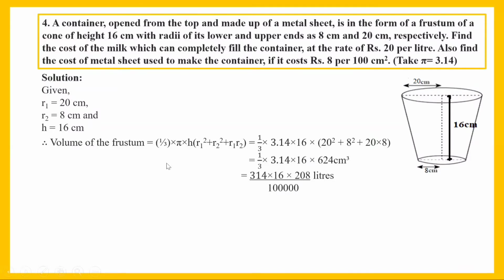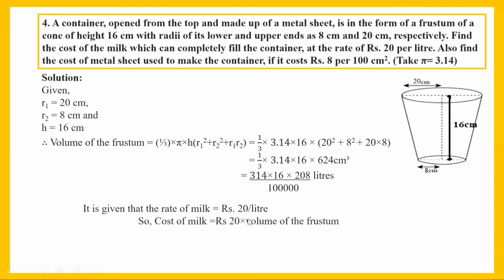I need not find the volume. I have to find out the cost. So now it is given to us that the rate of the milk is rupees 20 per liter. That means 1 liter is costing rupees 20. So the total cost of the milk will be equal to rupees 20 into the volume of the frustum, which is equal to 20 into 314 into 16 into 208 upon 1 lakh, which comes out to be rupees 209. So that is the answer, that 209 rupees are required to fill up the complete container with milk. So this is one part done.